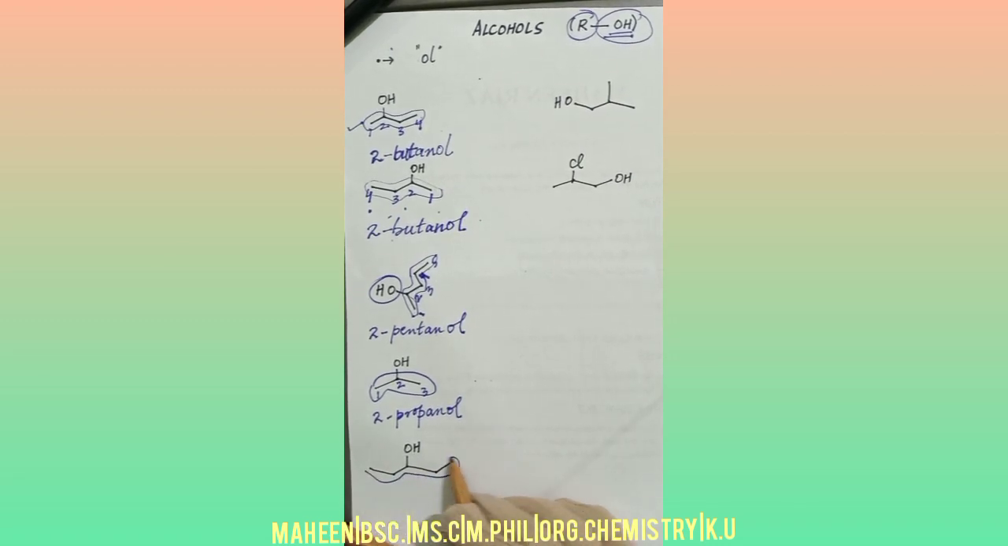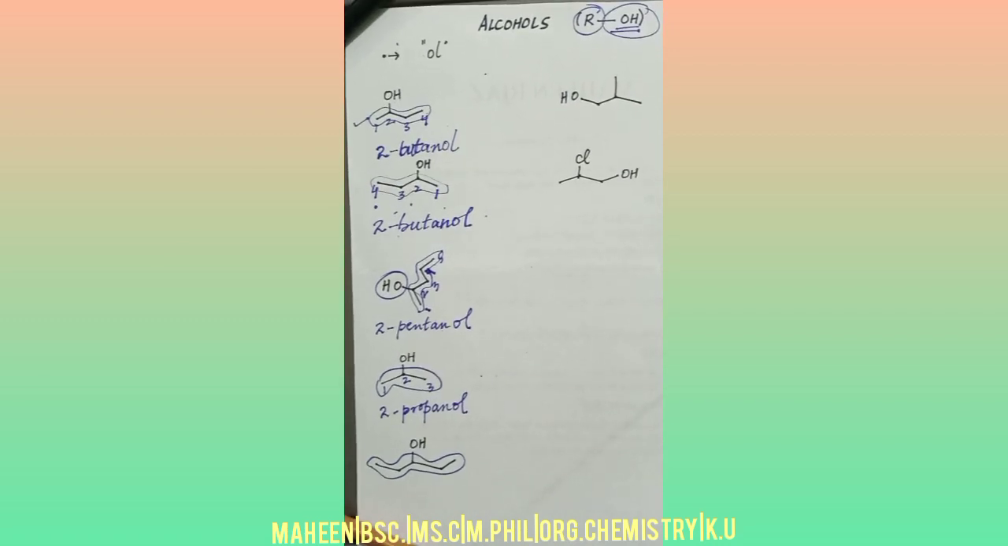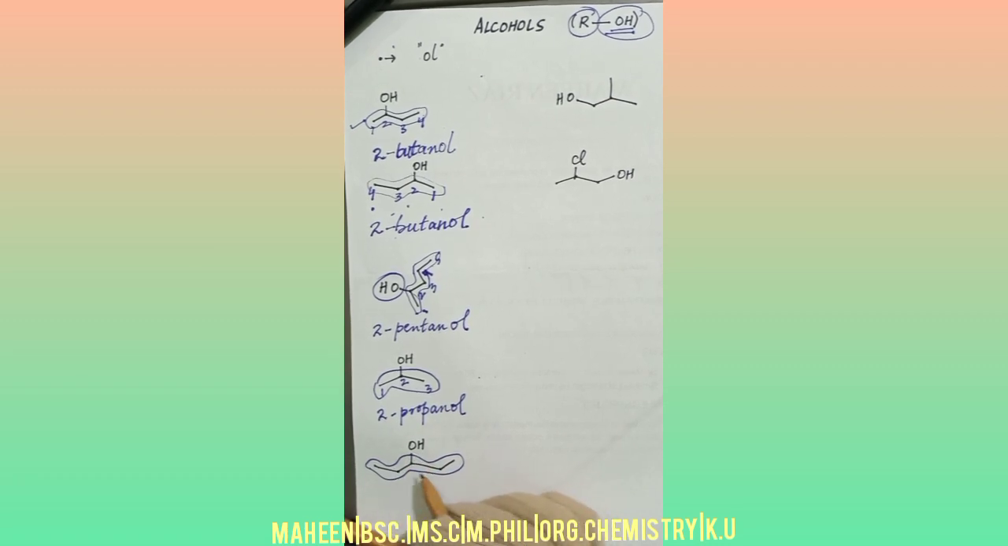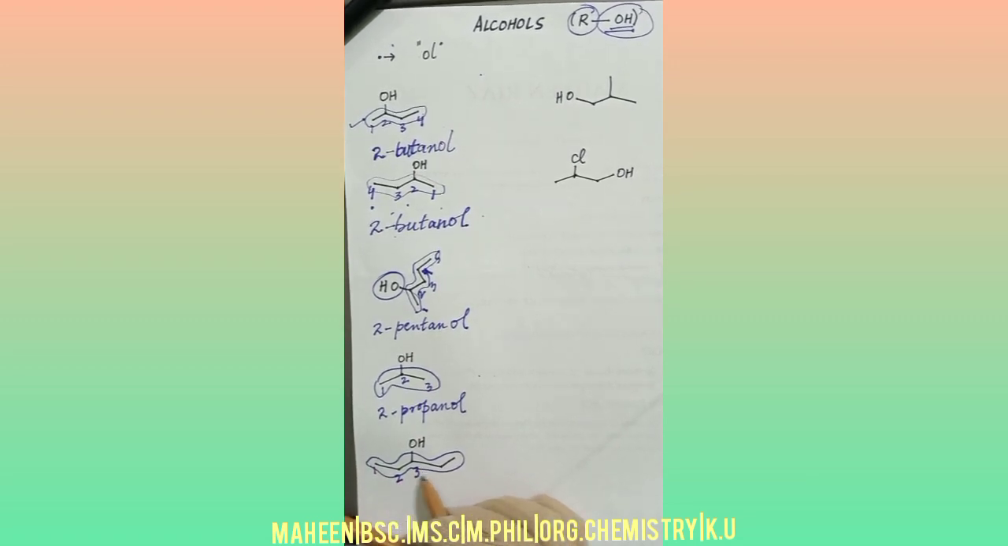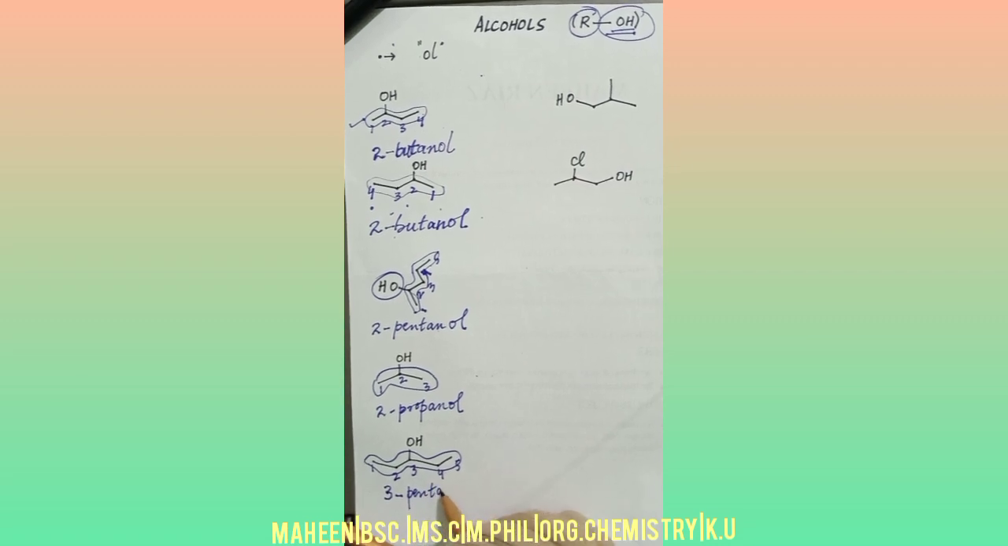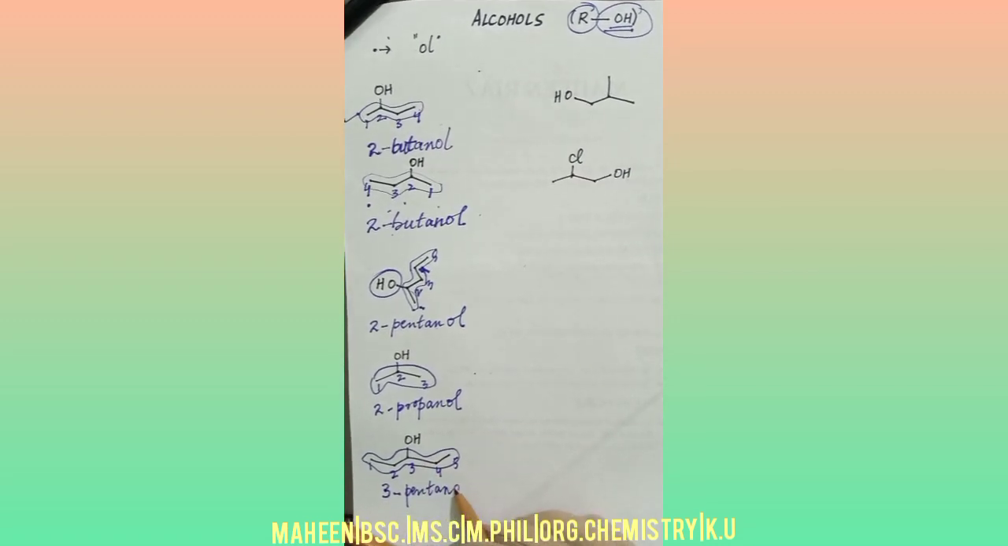Here our longest chain is this, and we can number it from both sides because OH is present in between both of these ends, equally far from them, so we can number from here or here. I am starting from here. 1, 2, 3, 4 and 5. OH is present at the third position, so I will write 3, dash, how many carbon atoms in the longest chain? 5. And in chemistry we use pentan for 5, and obviously "ol" at the end.